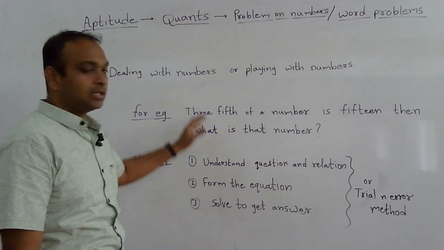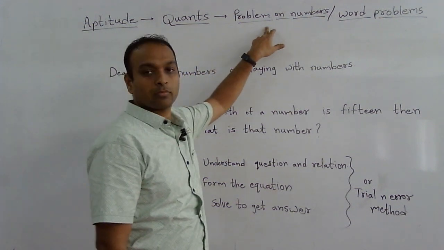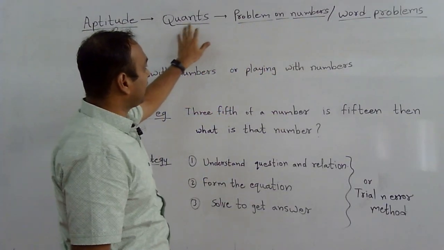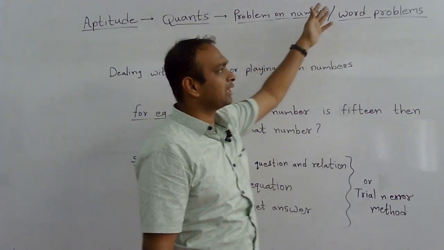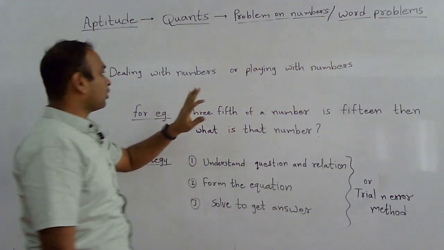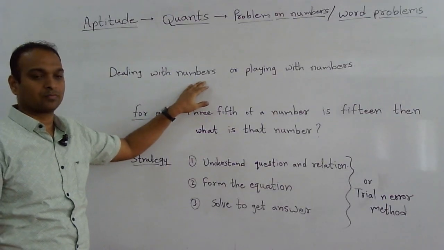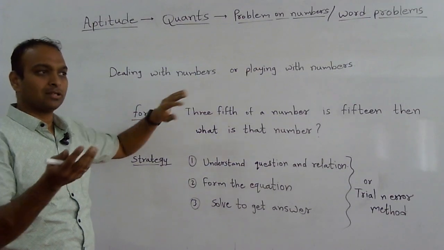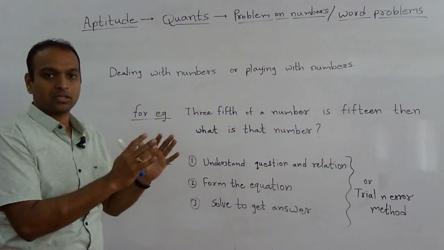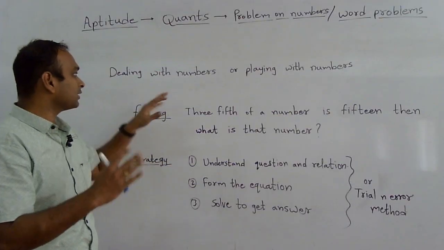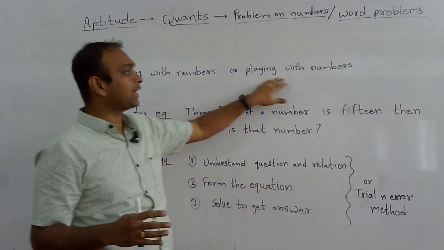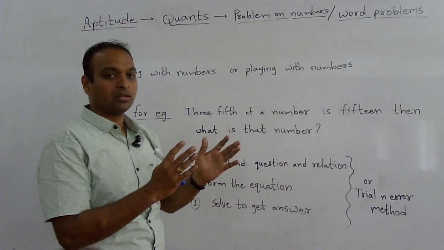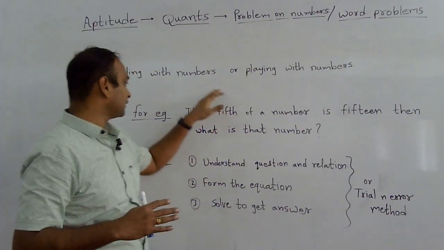Hello everyone, in this video we are going to talk about the topic problems on numbers, which is a part of quantitative aptitude, and this topic is also known as word problems. So in this topic we are going to deal with numbers: reciprocal of a number, double of a number, triple of a number subtracted by some fixed number like 15, 5, something like that. Literally we are playing with the numbers mathematically, and we are going to find out the answer.